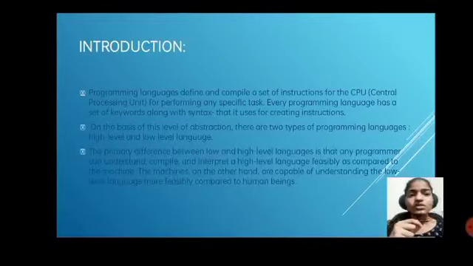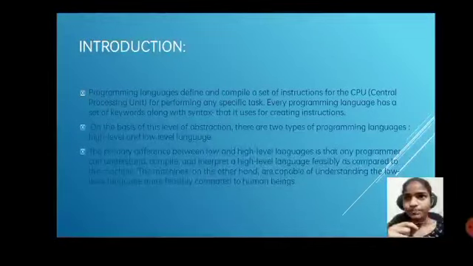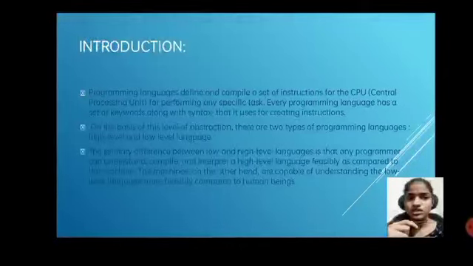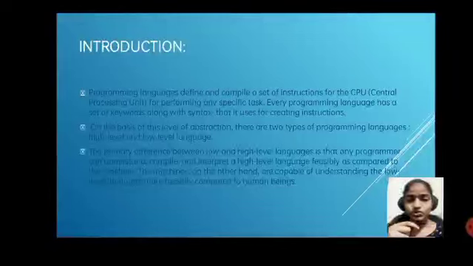On the basis of the level of abstraction, there are two types of programming languages based on their functionalities: high level languages and low level languages. The primary difference between low and high level language is that any programmer can understand, compile, and interpret a high level language feasibly as compared to the machine.